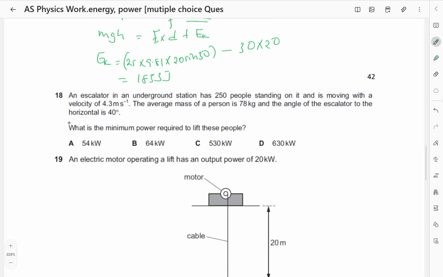An escalator in an underground station has 250 people standing on it and is moving with a velocity of 4.3 meters per second. The average mass of a person is 78 kilograms and the angle of the escalator to the horizontal is 40 degrees. What is the minimum power required to lift these people?